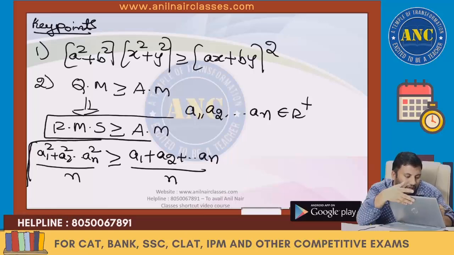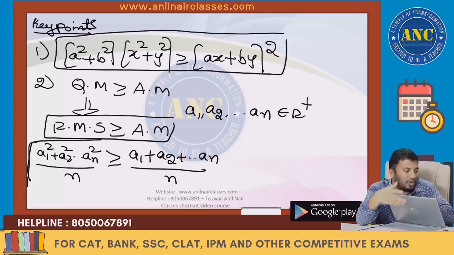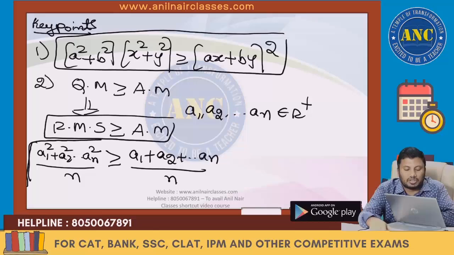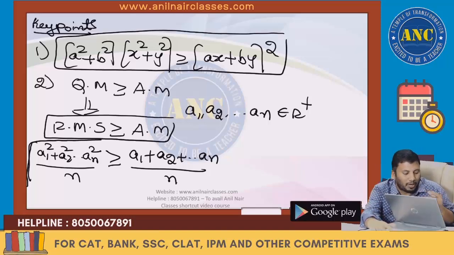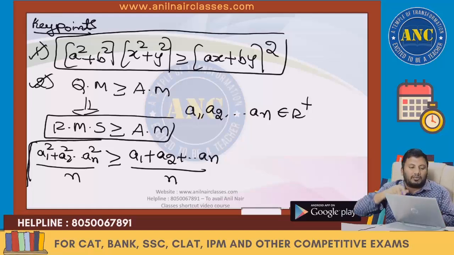Root mean square greater than or equivalent to arithmetic mean, and Cauchy-Schwarz inequality: (a square plus b square) into (x square plus y square) is always greater than or equivalent to (ax plus by) whole square. We will complete a few more problems. These two key points, we have already started solving a few problems. We will complete this and we will take up another important topic.